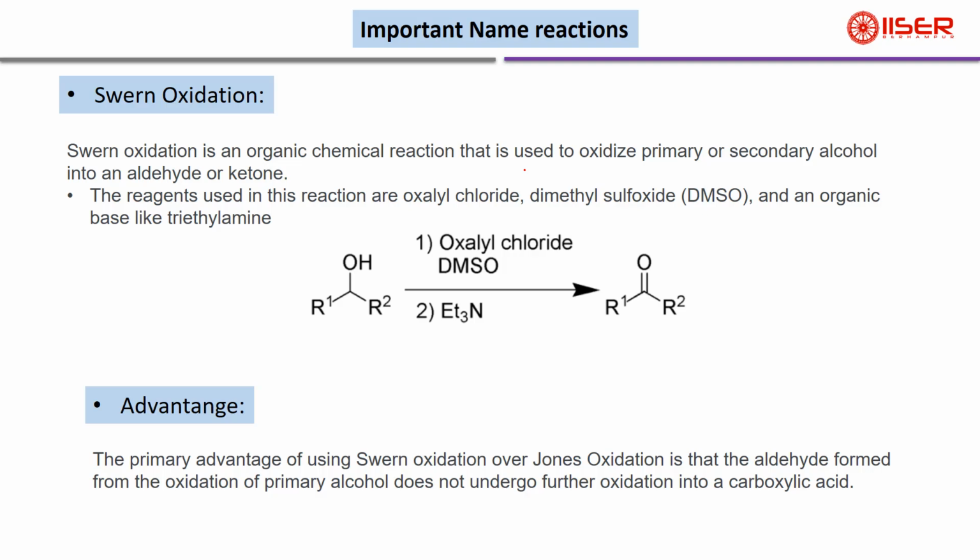Next is Swern oxidation. Swern oxidation is an organic chemical reaction that is used to oxidize primary or secondary alcohol to aldehyde or ketone. The mechanism is similar to the Corey-Kim. So there are different name reactions, just by changing the reagents. The mechanisms are almost the same. So this is Swern oxidation. Instead of NCS, we are using oxalyl chloride and DMSO instead of Me2S, and again base.